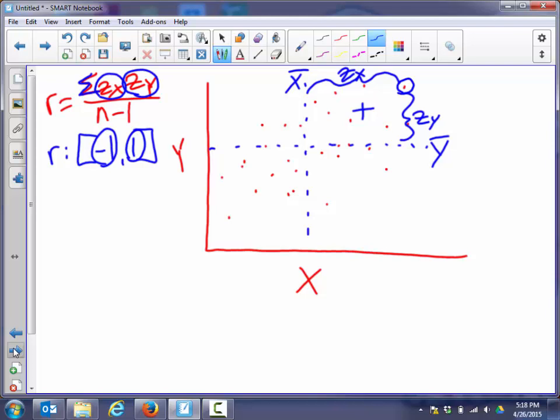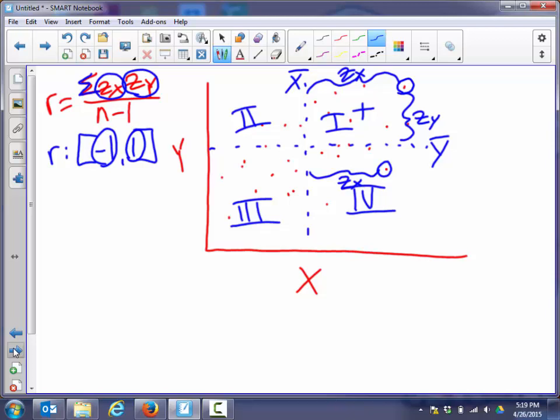Okay, so for this, getting back to this point that I circled, this individual point has a positive influence upon the correlation coefficient. And you've got a lot of points through here. Anything, so to speak, in your first or your third quadrant with respect to the center of your x's and the center of your y's, anything in the first and the third quadrants has a positive influence upon the correlation coefficient.